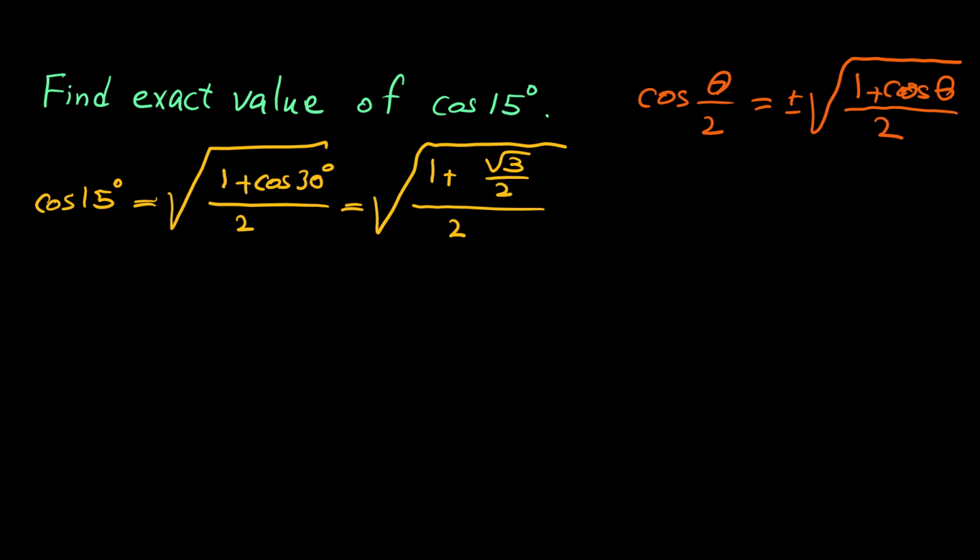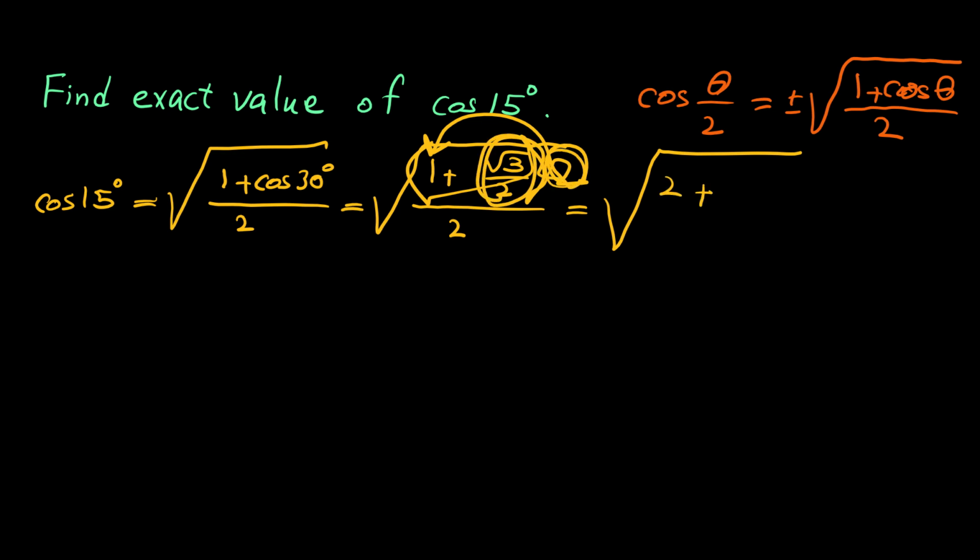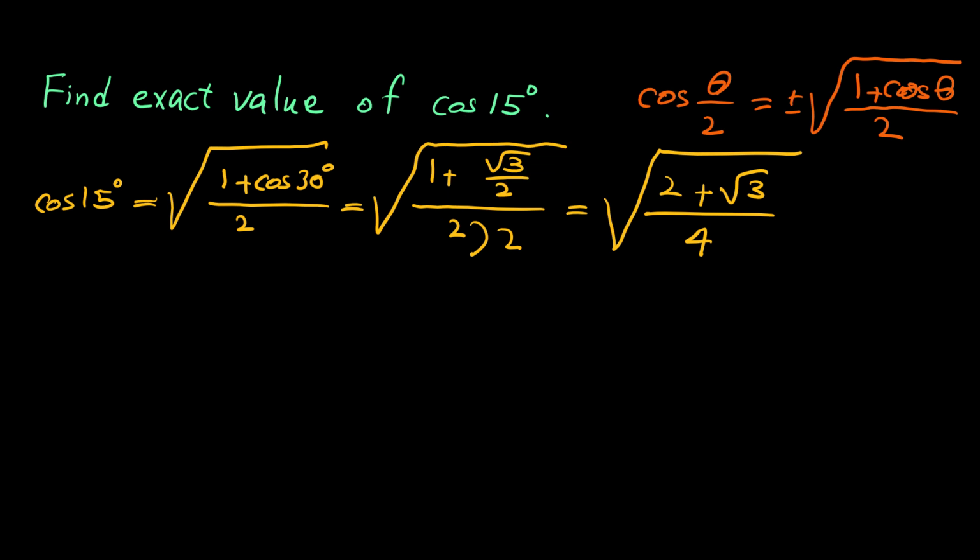Now we have to simplify the expression inside the square root. We multiply the numerator and the denominator by 2. 2 times 1 is 2. 2 times radical 3 over 2 is radical 3. And 2 times the denominator is 4. When you multiply the numerator by any expression, you have to multiply the denominator by the same expression. Don't forget this. So this is our final answer.